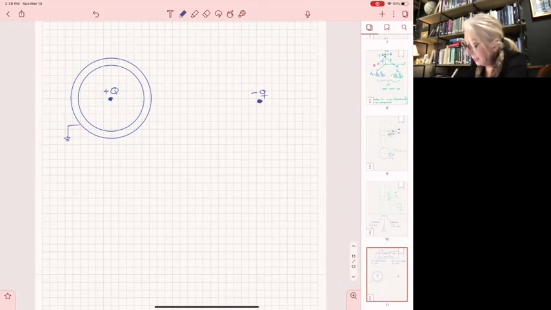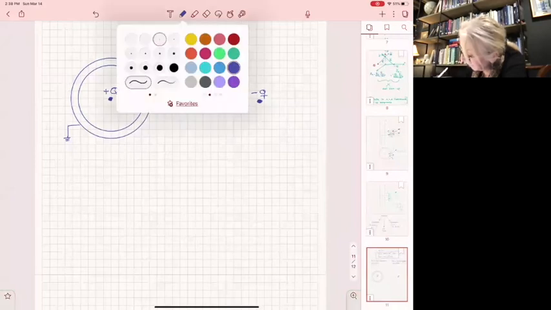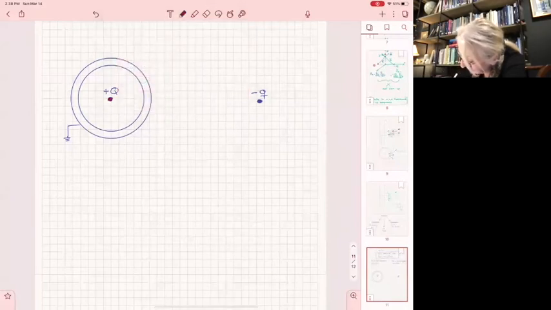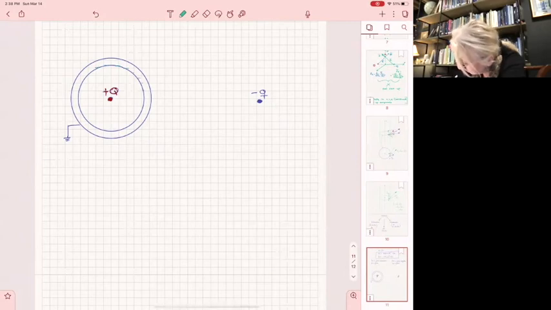Now, what happens inside the metallic shielding sphere? Since I have a positive charge at the center, all of the negative charges, all of the electrons in the metal, will come and align themselves uniformly here, in the metal, but on the surface of the metal.